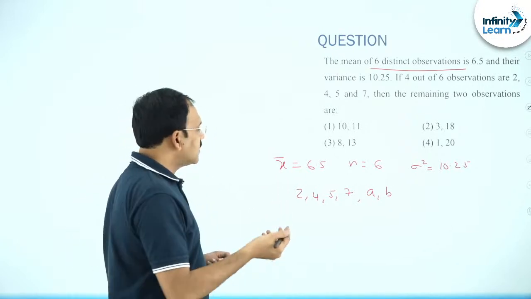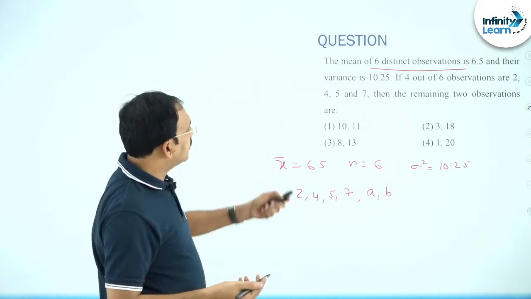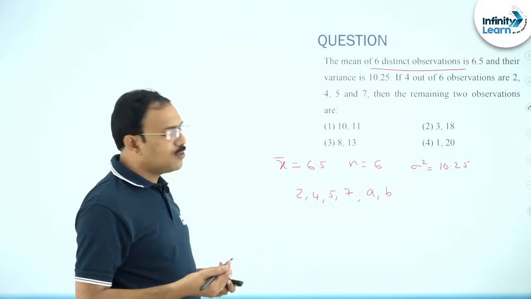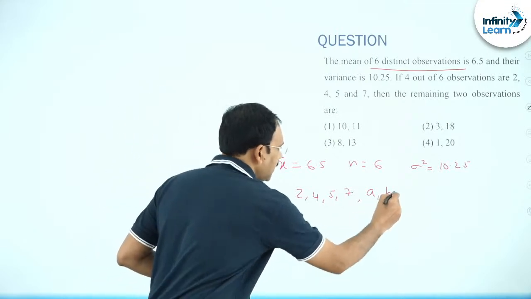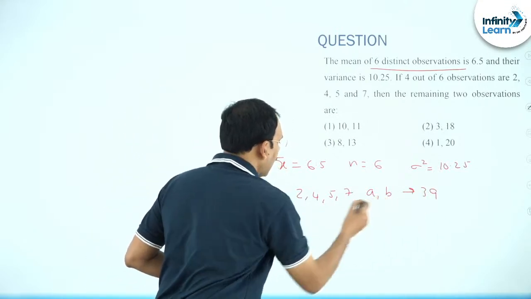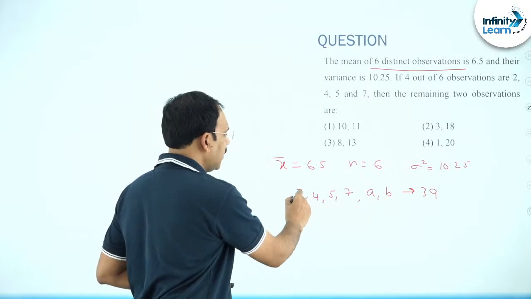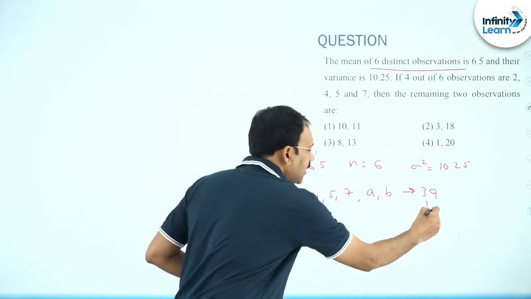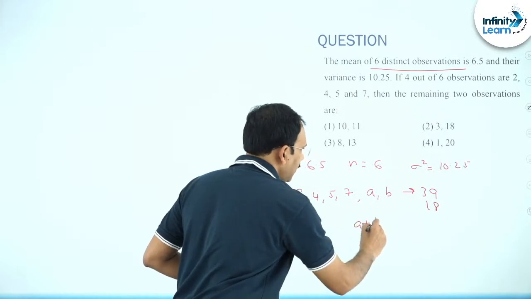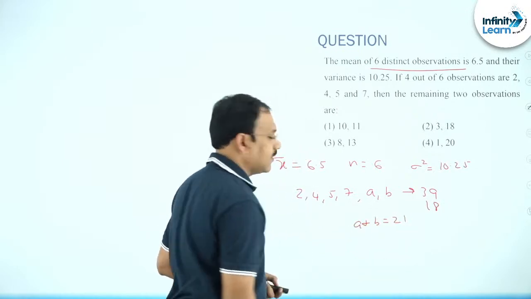It is simple. The mean is given as 6.5, so 6.5 into 6 is 36, plus 3, 39. 39 is the sum. Already you see this is going to be 11 plus 7, 18. If it is 18, what is a plus b? A plus b is 21.